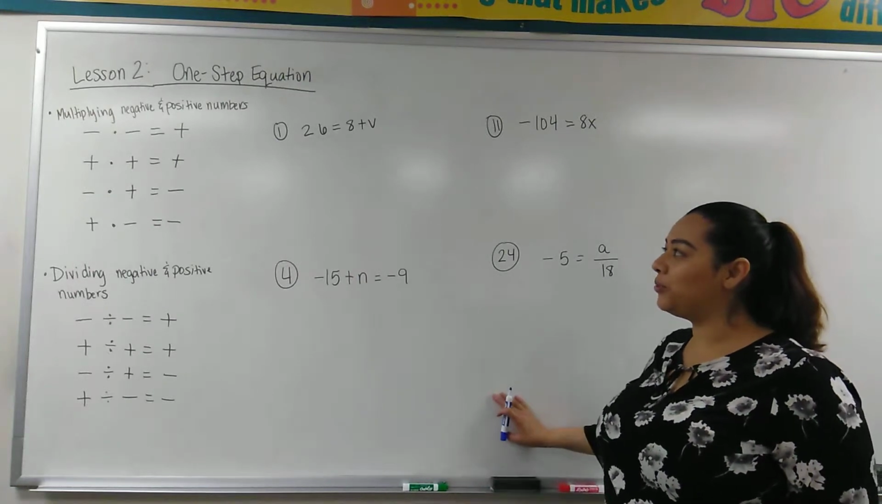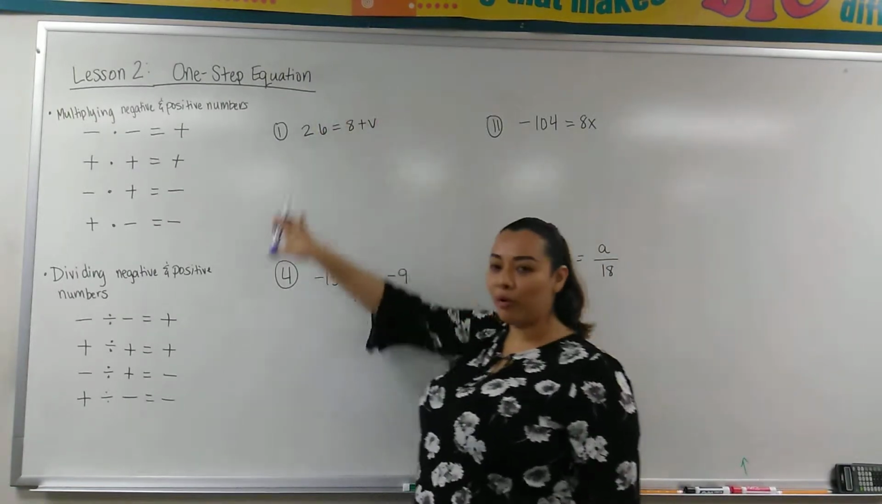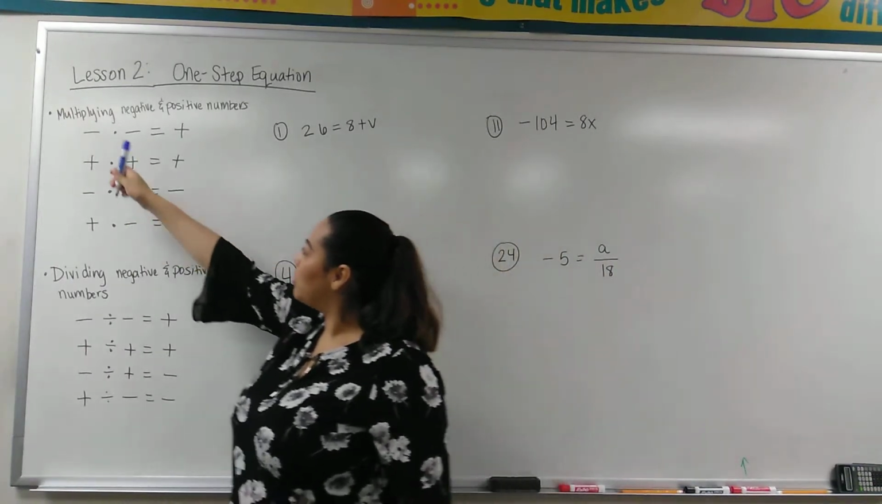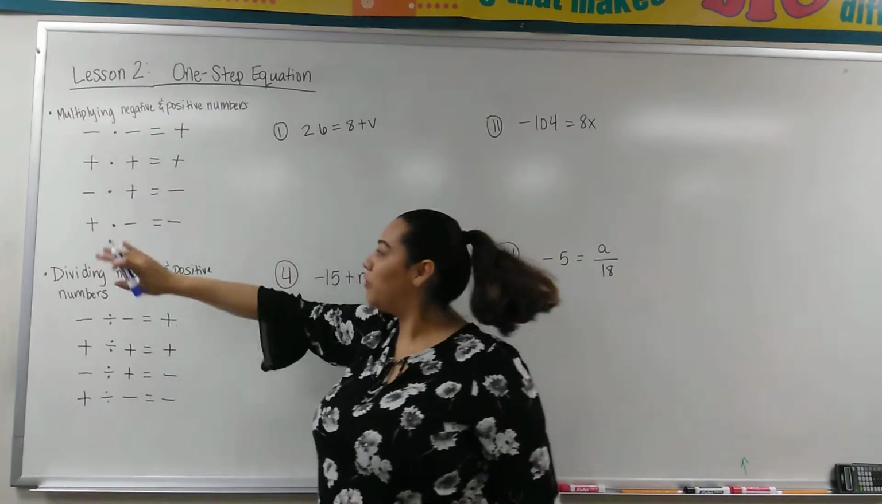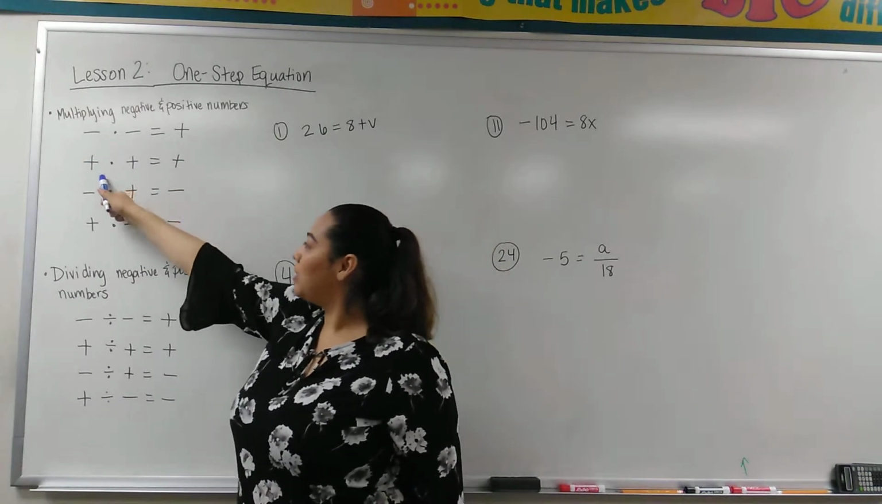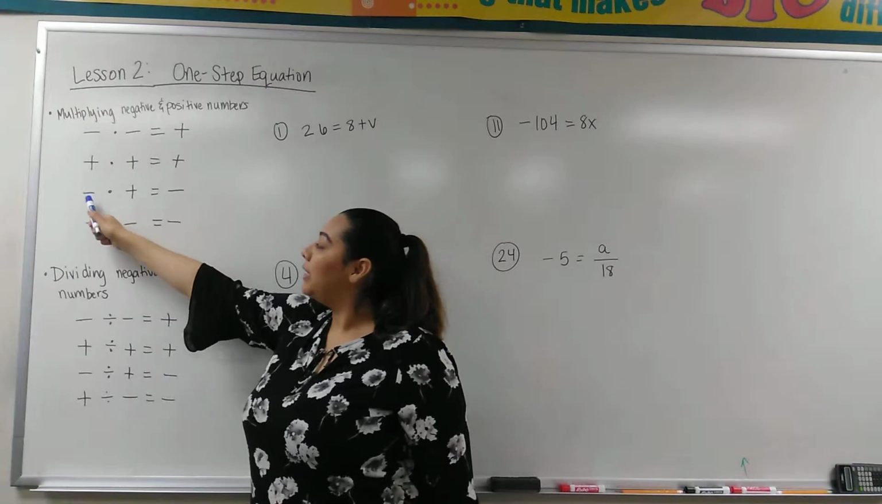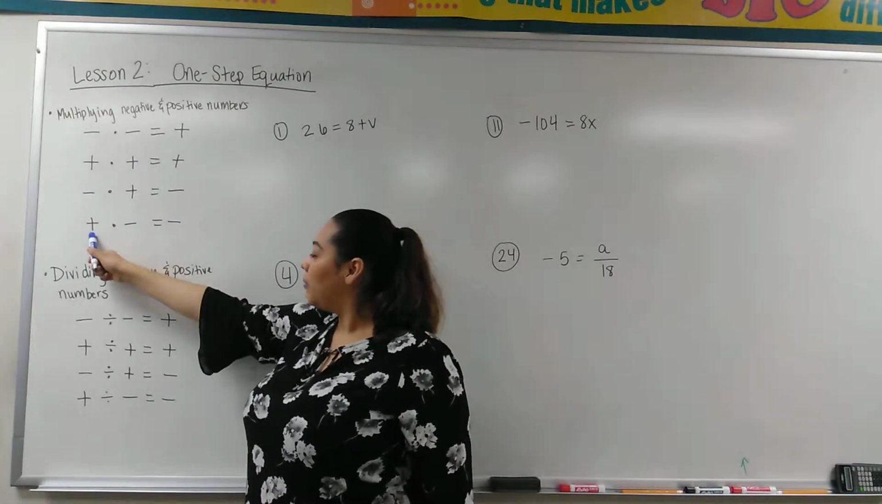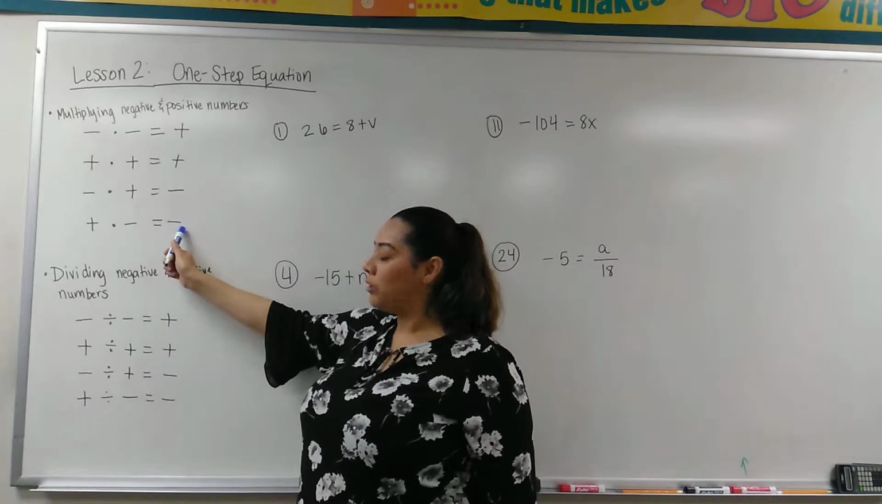Okay, so for lesson 2, we have the one-step equation. Before we go on, we need to understand these. These are when we multiply negative and positive numbers. So if it's a negative times a negative, our answer will be positive. Positive times a positive, positive. Negative times a positive will give us a negative answer. Positive times a negative will equal a negative.